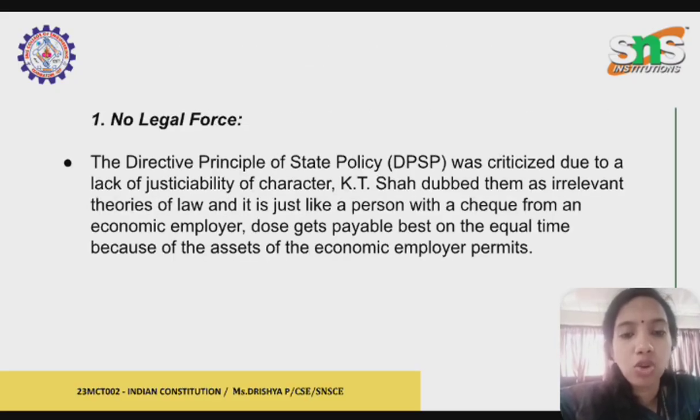So the first one is no legal force. The directive principles of state policy, or DPSP, were criticized due to a lack of justiciability. K. T. Shah dubbed them as irrelevant theories of law, just like a cheque payable by a banker only when the resources of the banker permit. This is no legal force.